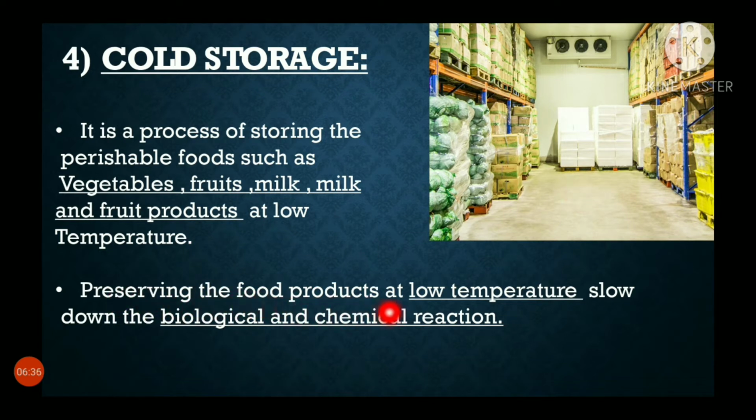Preserving the food products at low temperature, what happens? It slows down the biological and chemical reactions. Whatever is happening inside the food will be decreased if it is kept in a cold storage. The spoilage of the food will be decreased.